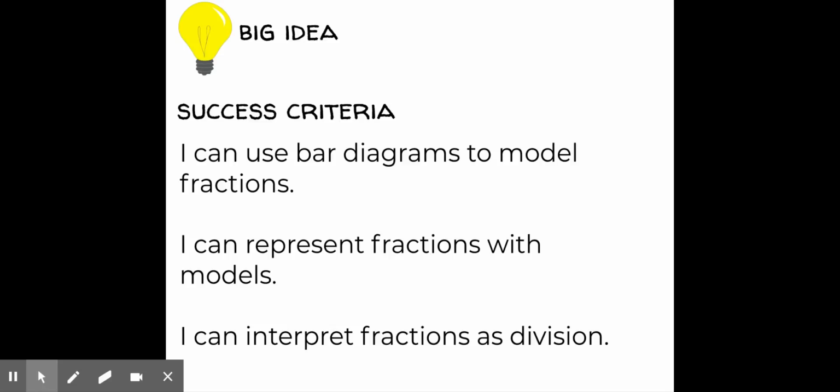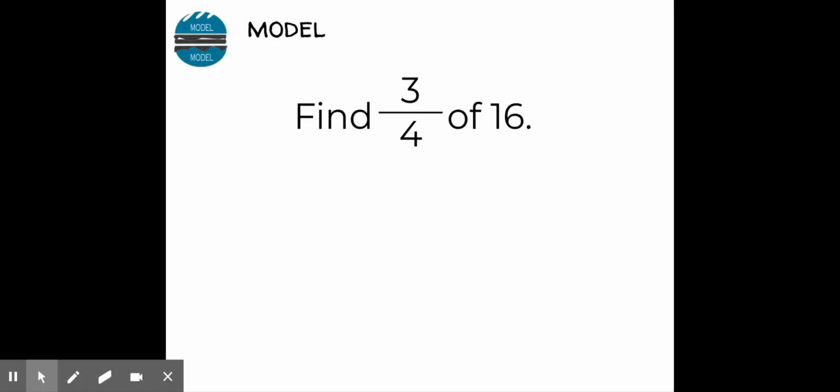Our success criteria for today, things that you can already do that will help you be successful, is the following. I can use bar diagrams to model fractions. I can represent fractions with models, and I can interpret fractions as division. So these are things we've been doing and that you already have some practice in that will help you be successful with today's lesson. So let me show you a couple of examples and then we'll try some together.